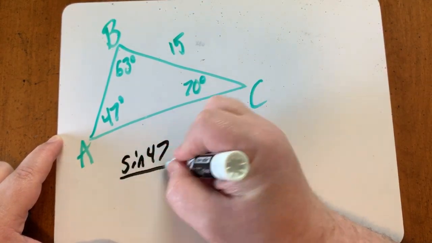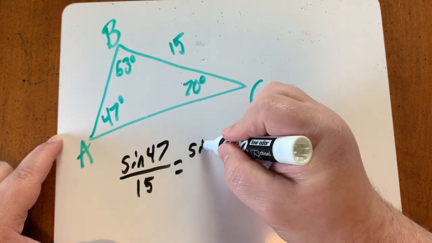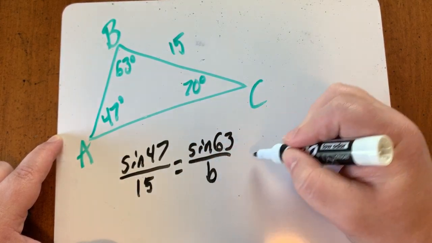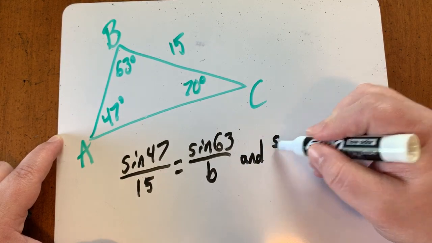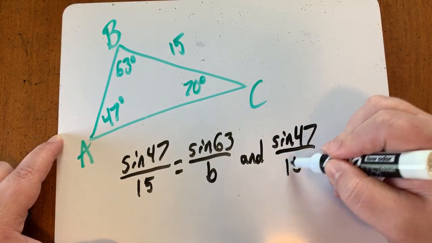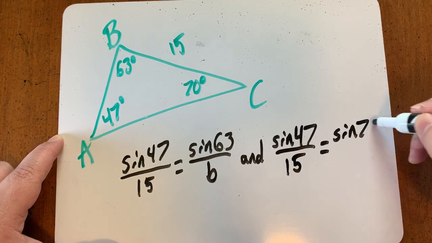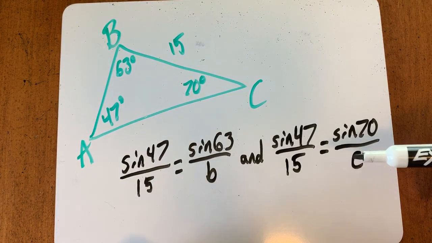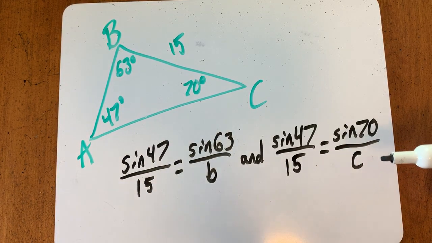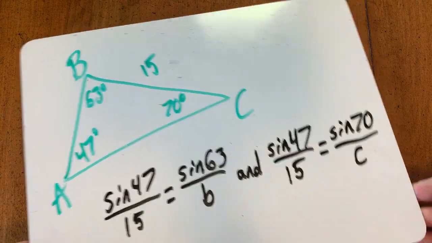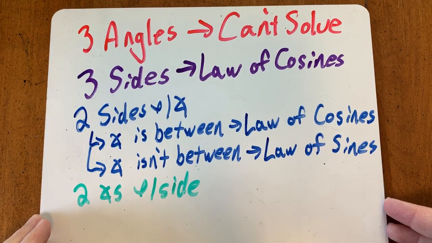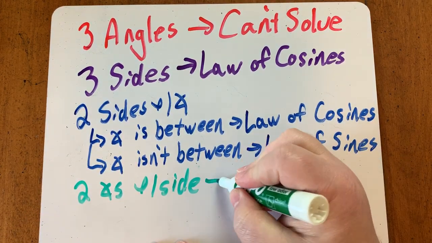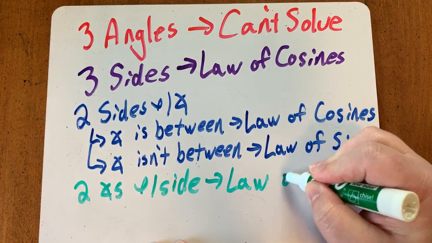So sine of 47 over 15 equals sine of 63 over B, and sine of 47 over 15 equals sine of 70 over C. And you would cross multiply and divide in order to solve these proportions to find out what B and C are. So if you know two angles and one side, you can find the third angle and then use the law of sines.